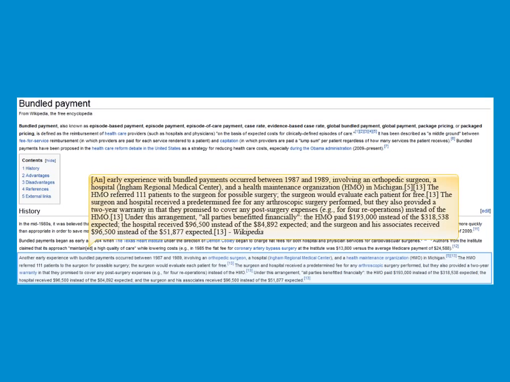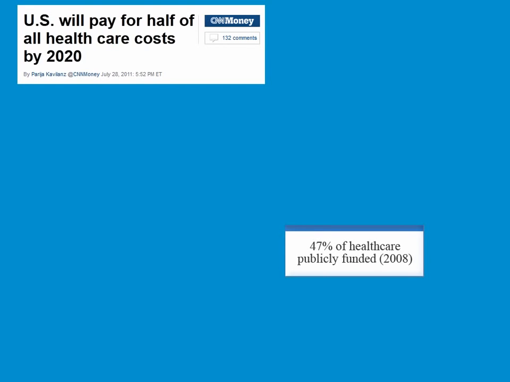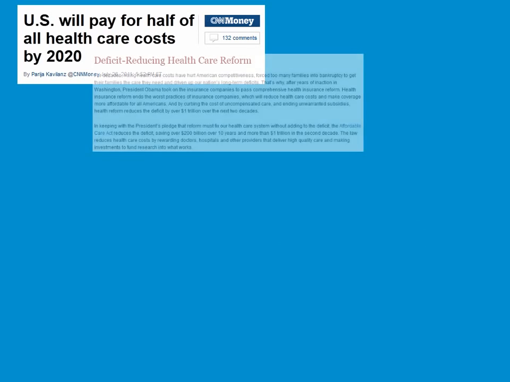The HMO paid $193,000 instead of the $318,000 expected. The hospital received $96,500 instead of the $84,892 expected, and the surgeon and his associates received $96,500 instead of the $51,877 expected. Cost containment carries equal weight to expansion of coverage and increased quality of benefits.